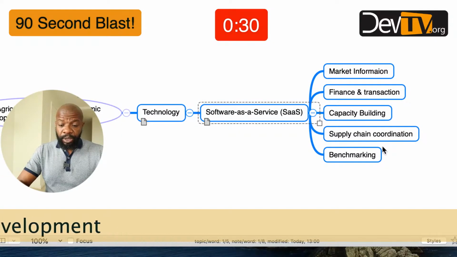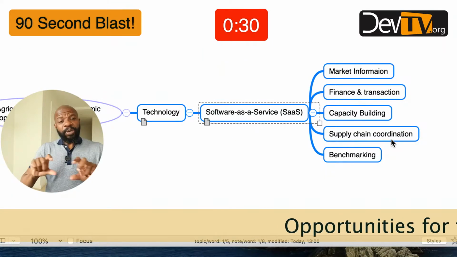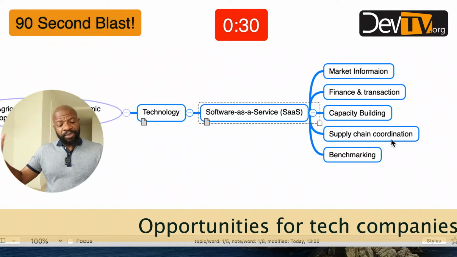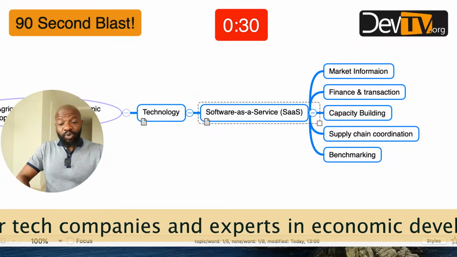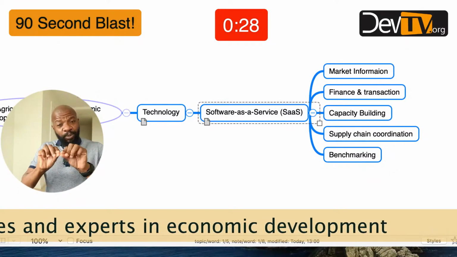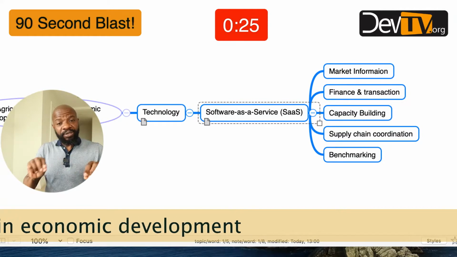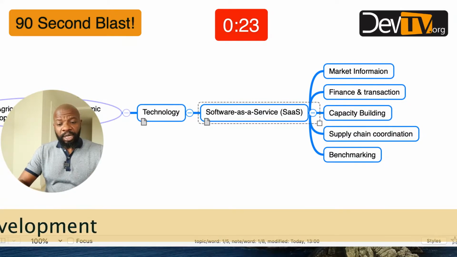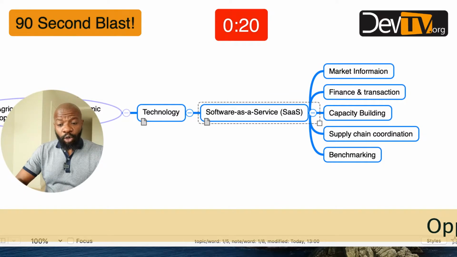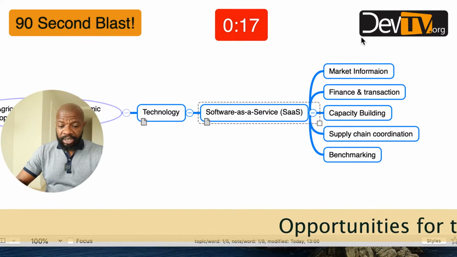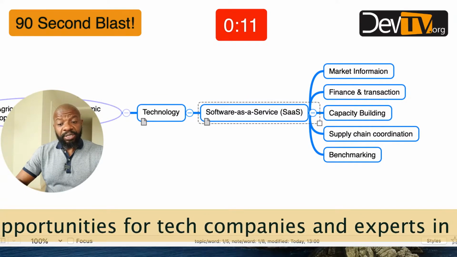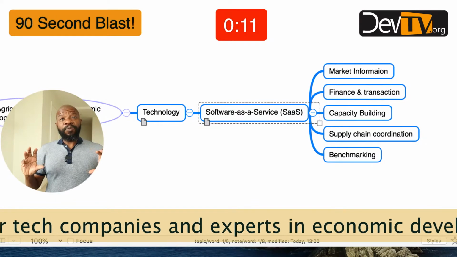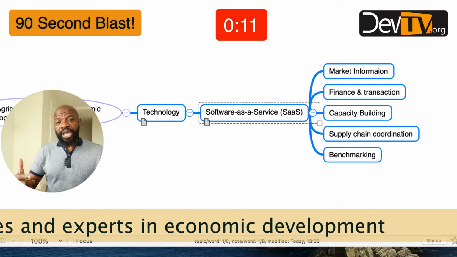Supply chain coordination. Generally, we work in supply chains, be it agriculture or something else. What software as a service has done is improve the coordination between value points in a supply chain or value chain. That's really helping in economic development, but there's still room for a whole lot more innovation and creativity. And what I have here is benchmarking. I think benchmarking is actually really underrated, and it's probably one of the most effective ways of changing behavior.